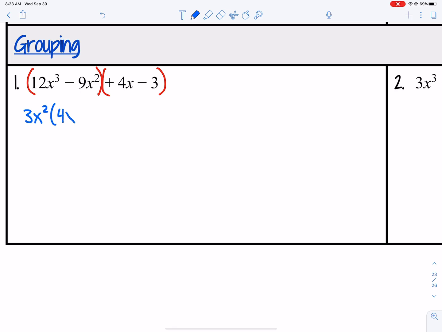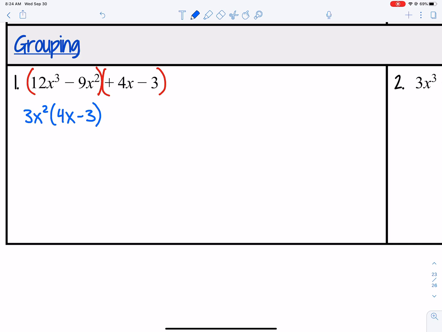And then I would have 4x left over because 3x squared times 4x is 12x cubed. So I'm just using greatest common factor right now. And then I would have minus 3. So 4x minus 3 is left over because those two expressions are equivalent. That's okay for me to write that. I haven't really changed anything. I just changed the way it looks.